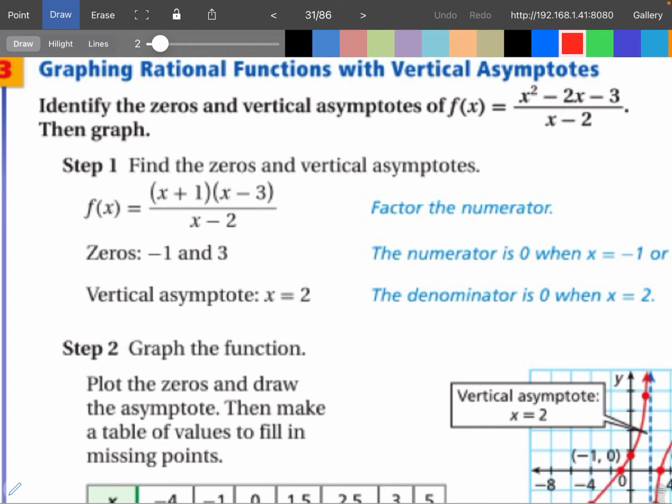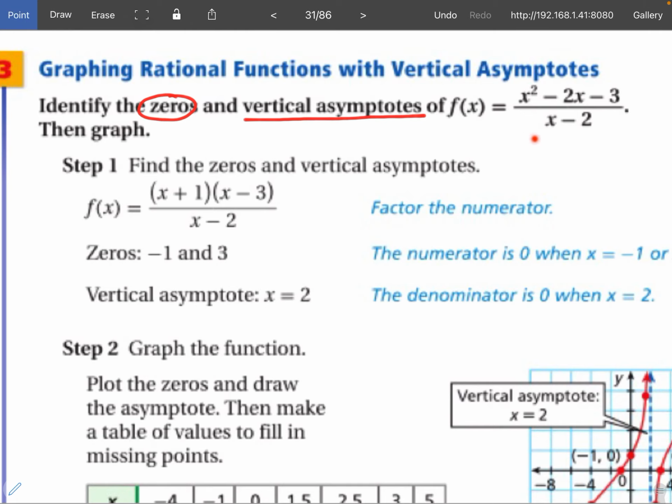we have to identify the zeros and the vertical asymptotes of this function that they gave us right here. All right? And then graph it.